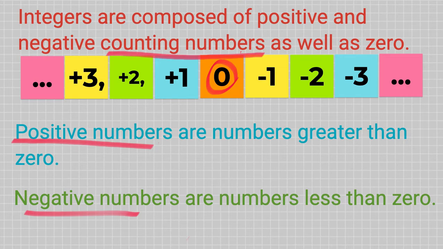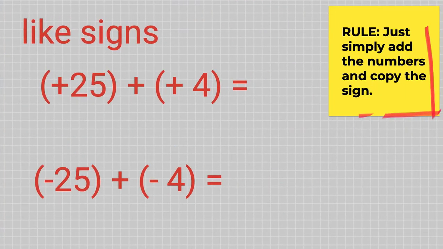Now, let's try to have the examples here and let's start with like signs. When we say like signs, the signs of the numbers are the same. So the rule for that is simply add the numbers and copy the sign.